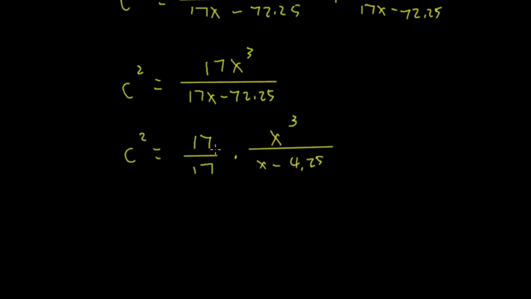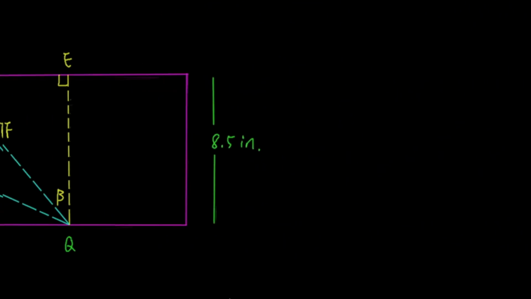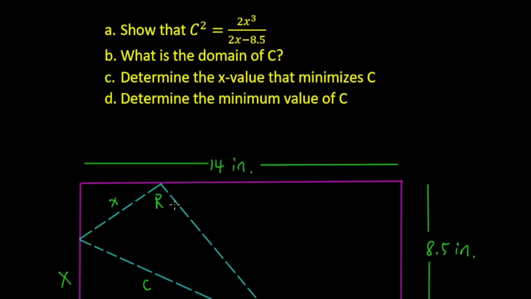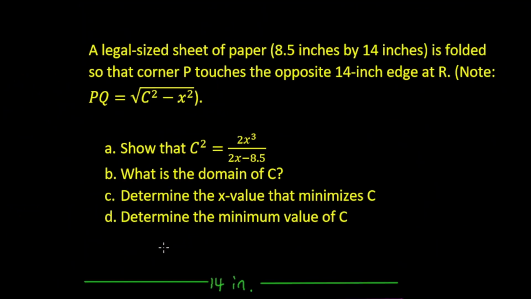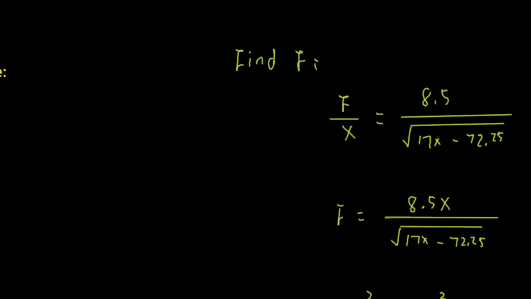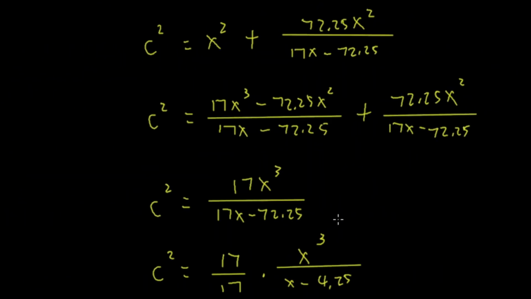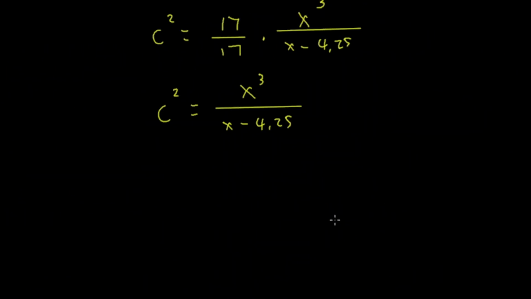Now, this is just equal to 1. So we can see that c squared equals x cubed over x minus 4.25. Now, this is not exactly like what is asked in the question, right? They want us to show that c squared is equal to 2x cubed over 2x minus 8.5. No problem. Just multiply both sides by 2 over 2, right?